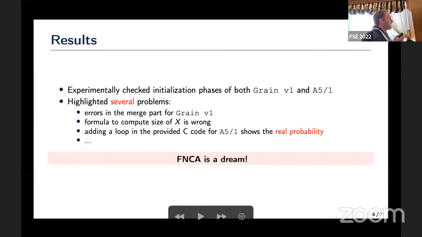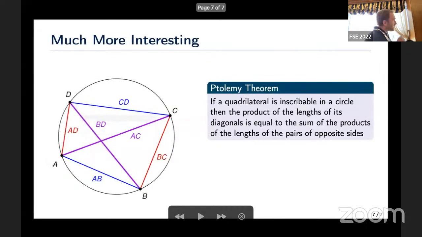So fast near collision attacks are a dream. And I think there are much more interesting things to do. For instance, yesterday I was walking through the city and I saw this theorem on a t-shirt. And I think it's much more interesting to think about it.